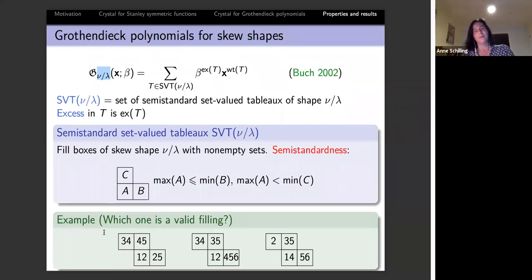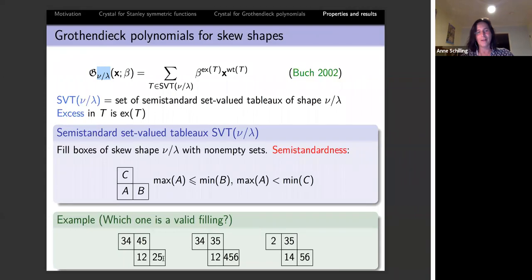Okay. So now here I have three tableaux of shape (3, 2) mod 1, so it's the skew shape. And now the question is, which of these fillings actually give us a real set valued tableau? The first and third? Okay, so the first, let's check.